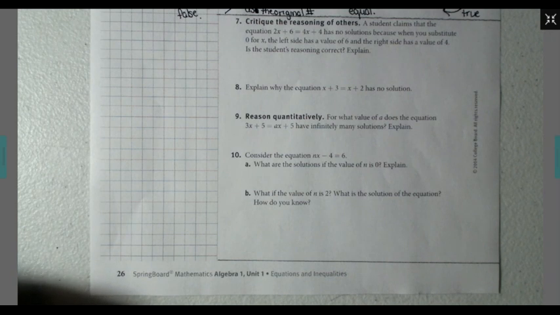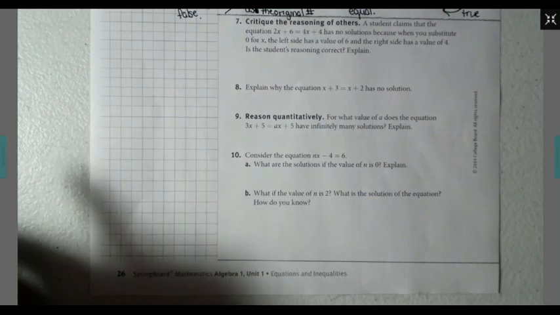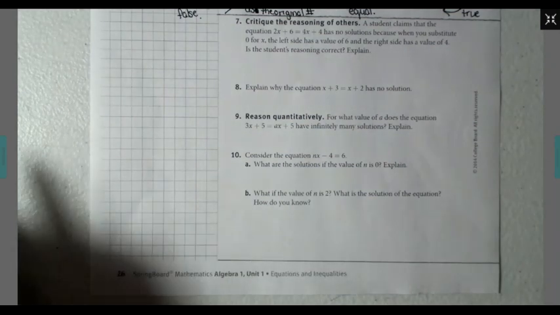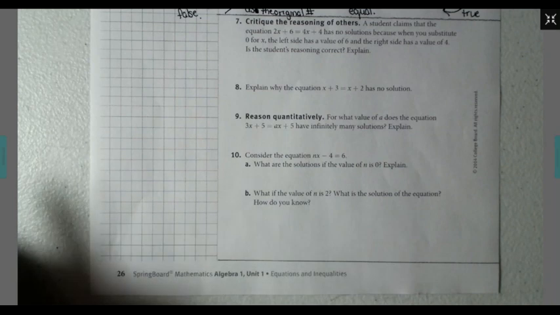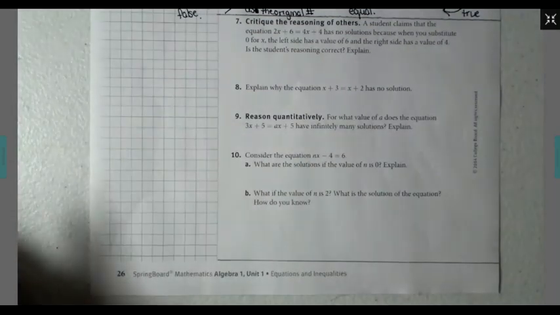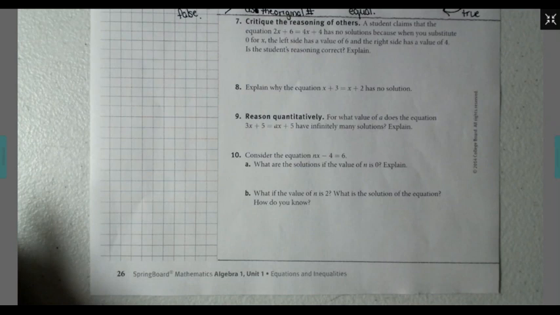And explain. The issue with this is if we plug in 0 for x, then that's not necessarily saying we have no solution. That would say that 0 is the solution. Remember, no solution means that I cannot plug in any value to make the equation true. So, no, the student's reasoning is not correct. Yes, 0 does not work, but that's not what it means to have no solution.